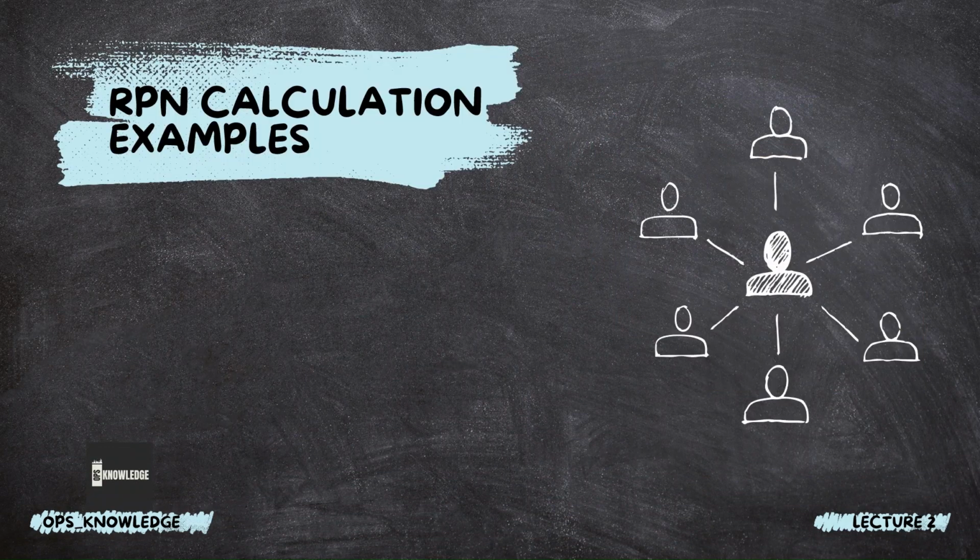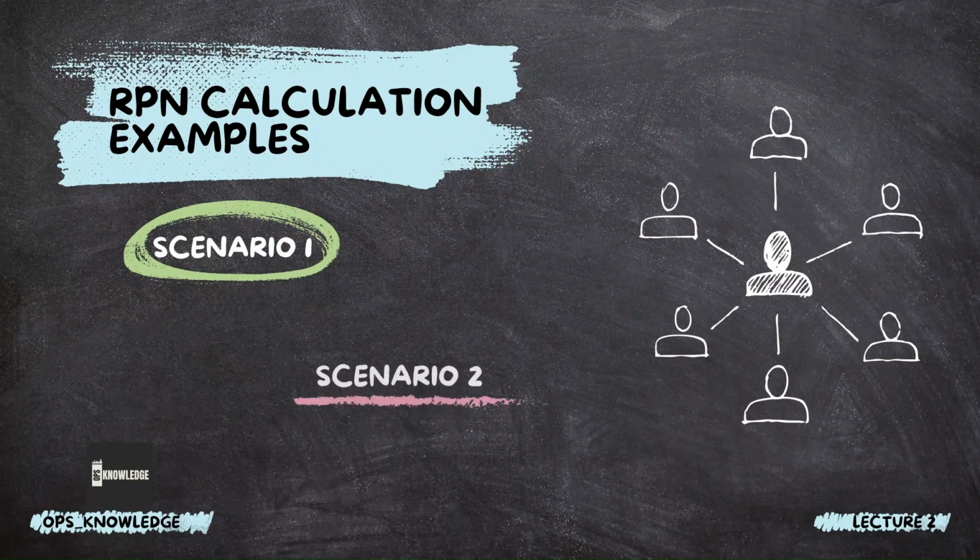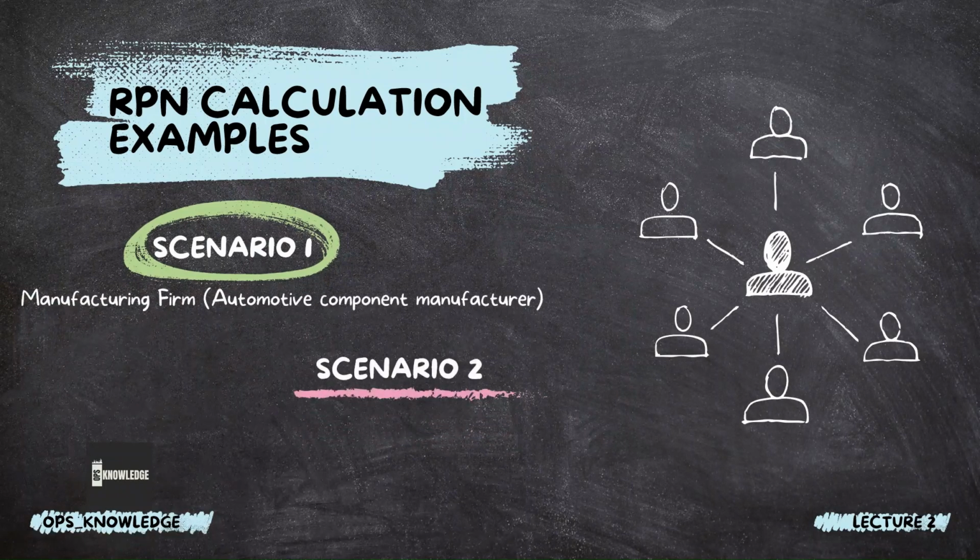As we know, in the previous lecture, lecture 1, we have already understood how an RPN is calculated. So in this slide, we'll be understanding some examples. I have divided the examples into two scenarios, scenario 1 and scenario 2. In scenario 1, we have a manufacturing firm, an automotive component manufacturer. In scenario 2, we have a service firm, an IT support service provider.